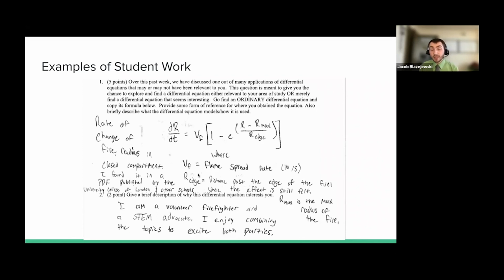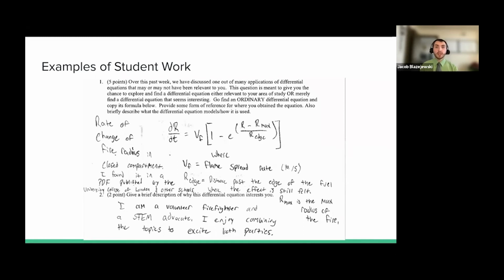But the reason why the student found this so relevant is that they're a volunteer firefighter and a STEM advocate. So it was really cool for a student to have a chance to find something relevant for them, and for me to learn about a new differential equation, as well as learn a little bit about my students too.